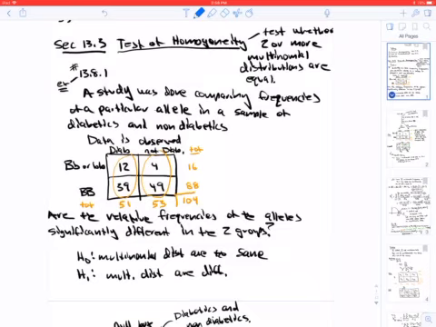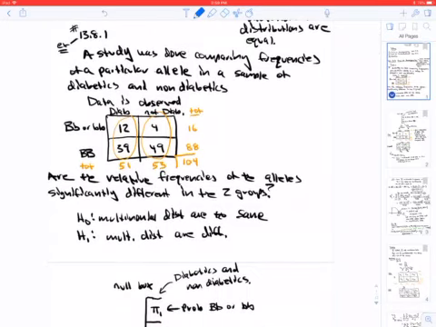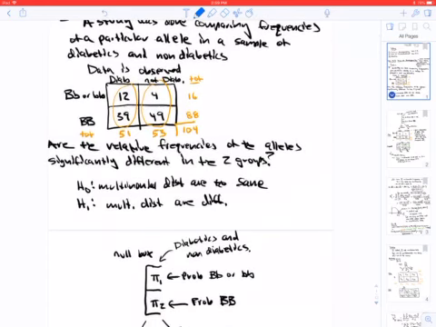A study was done comparing the frequencies of a particular allele in a sample of diabetics and non-diabetics. The following data table is observed, and you can see that in the rows you have diabetics and not diabetics, and in the columns you have various allele types. And the question is, are the relative frequencies of the alleles significantly different in the two groups?